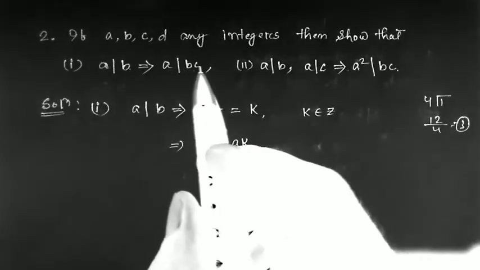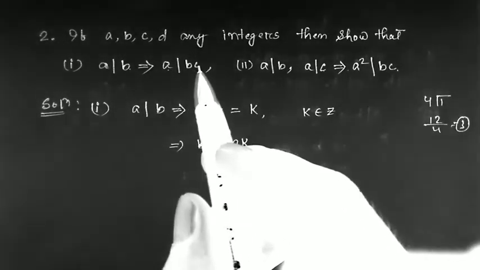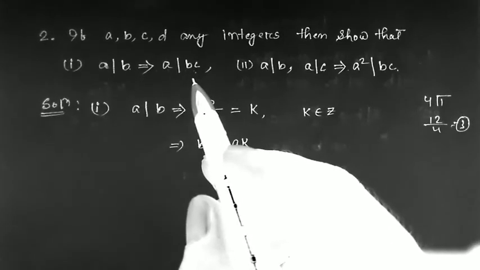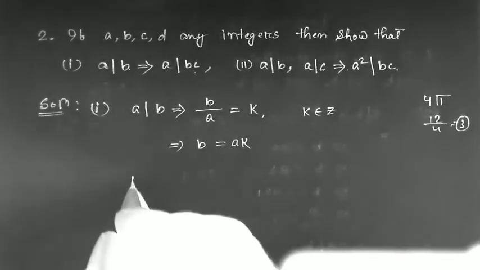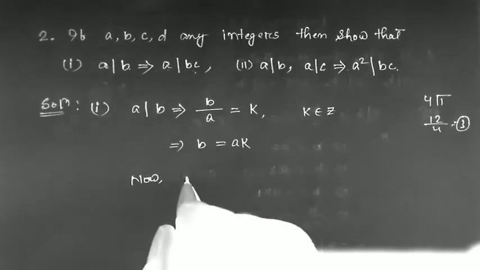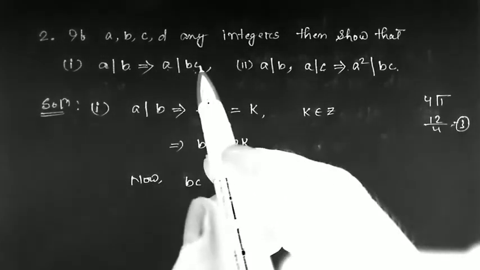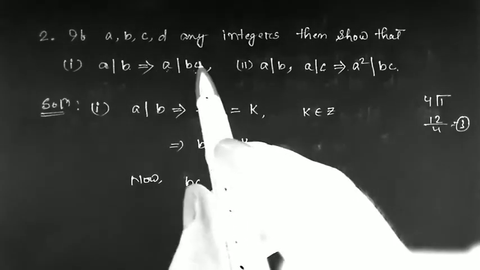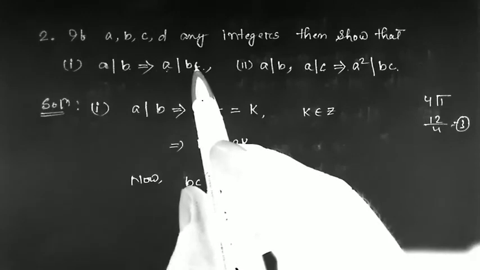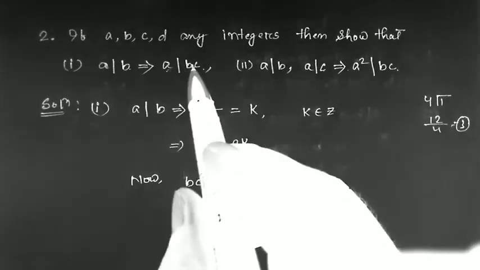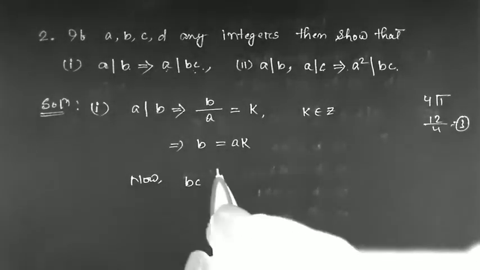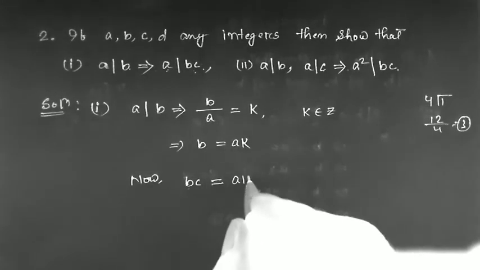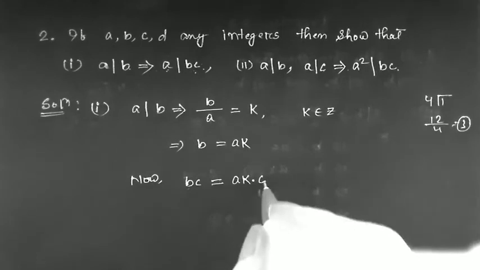Now we need to prove that a divides bc. So we will find the value of bc, then we will see whether it is dividing or not. Now bc, why am I writing bc? Because we need to show that a divides bc. So first of all we will find the value of bc, then we will see whether a is dividing bc or not. So bc means what? b, value of b means ak, and c remains same, no?